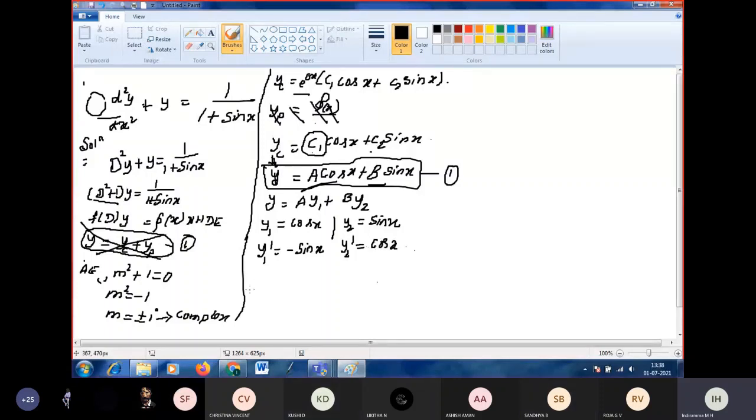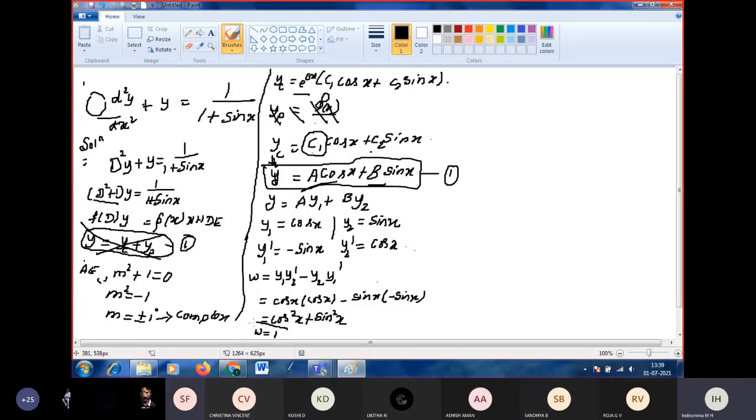After finding this, we have to construct W. The formula to find W is y1 into y2 dash minus y2 into y1 dash. y1 is cos x, into y2 dash which is cos x, minus y2 which is sin x into y1 dash which is minus sin x. So we obtain cos x into cos x is cos square x, minus into minus plus sin x into sin x is sin square x. What is sin square x plus cos square x? 1. So we got W as 1.